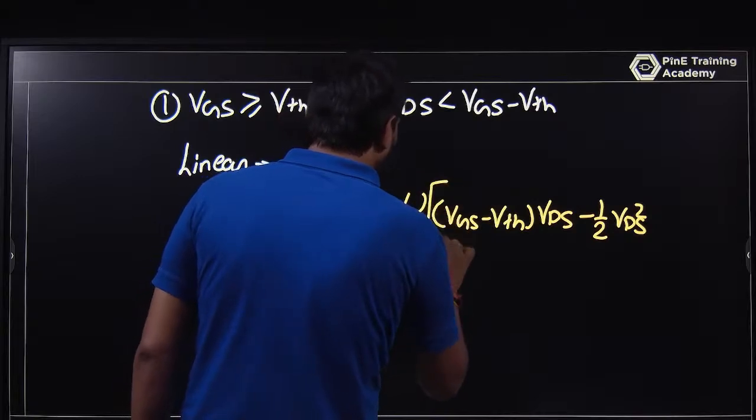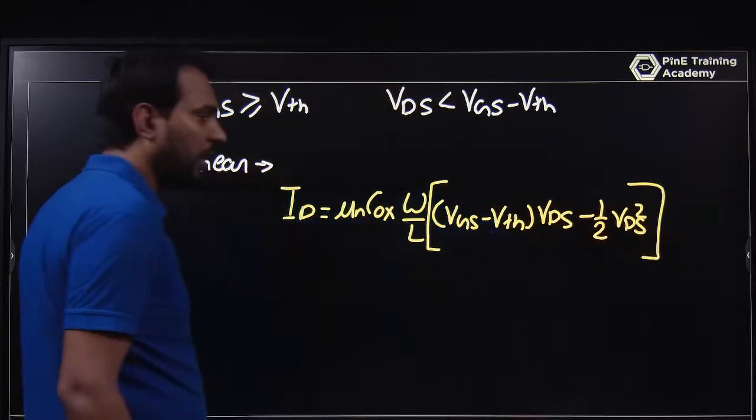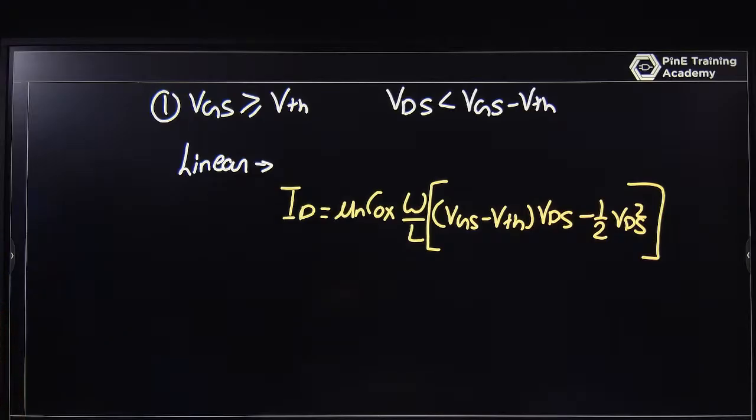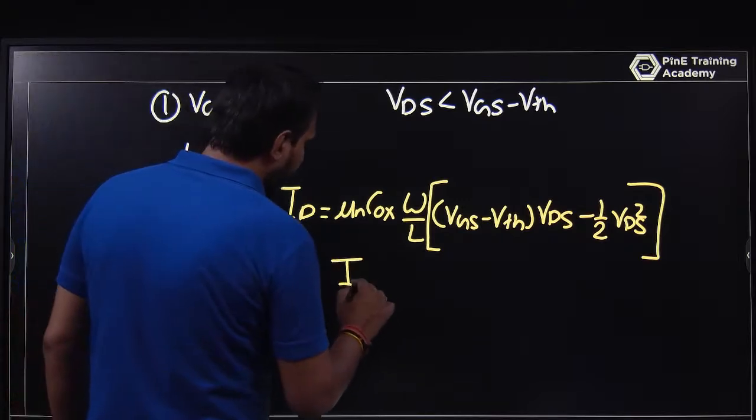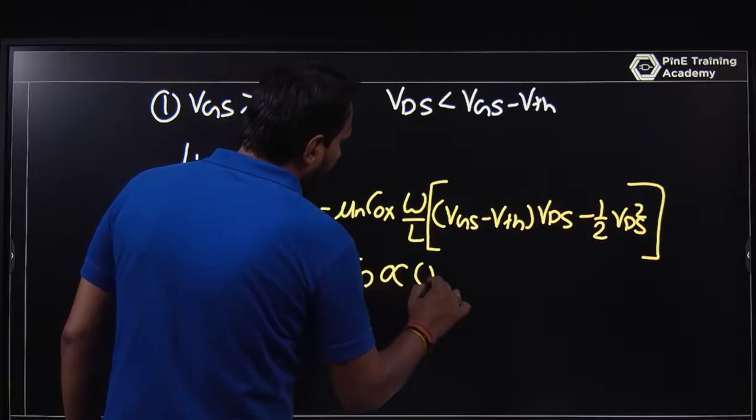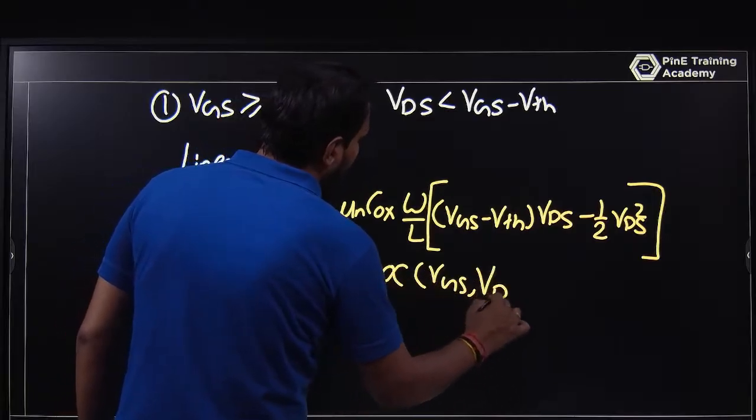I am not going into explaining how that current is formed, where we require the charge equation Q equal to something with mu n CoX. I am just writing that equation. So for the MOSFET in the linear region, the current equation is mu n CoX W by L, VGS minus VTH into VDS minus half VDS square. It means ID depends on VGS and VDS both.